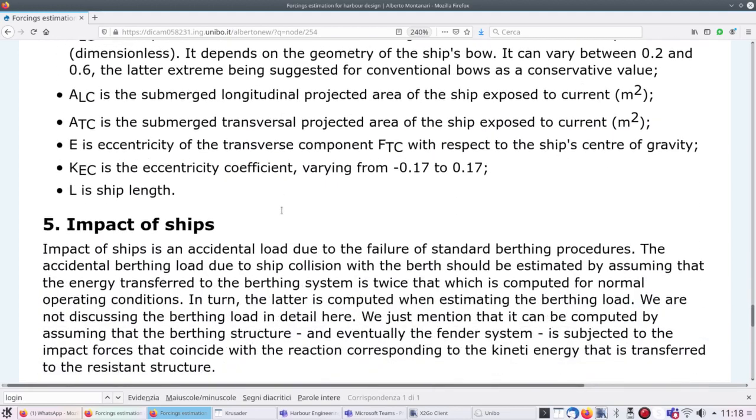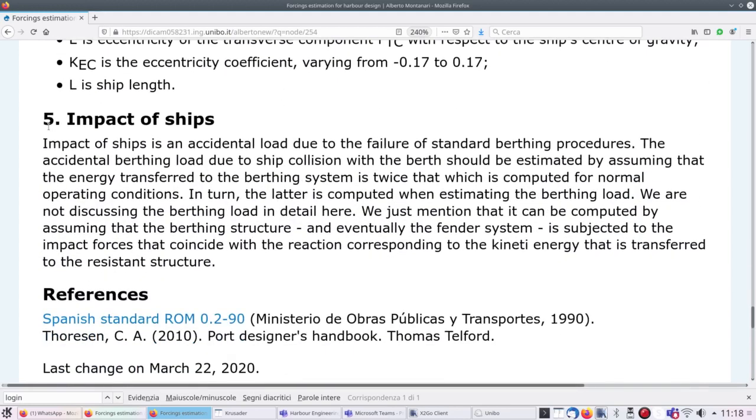Okay, now let's go to the final part, impact of ships. This is a kind of load that we have to consider. We don't discuss it in detail because I think it is another easy extension. I don't want to charge you with too many empirical relationships. It's an accidental load that is due to the failure of a standard berthing procedure. So there is something wrong in maneuvering the ship.